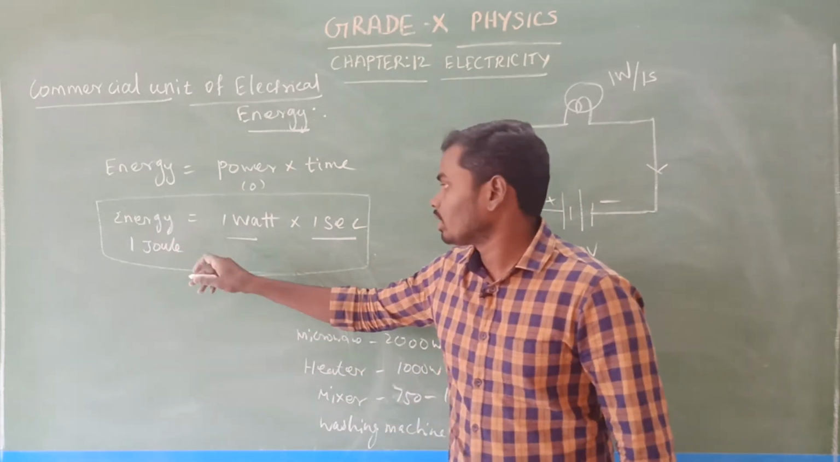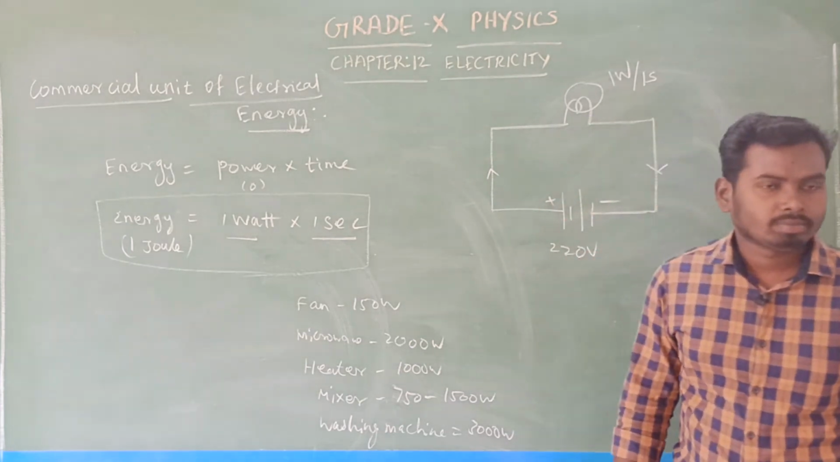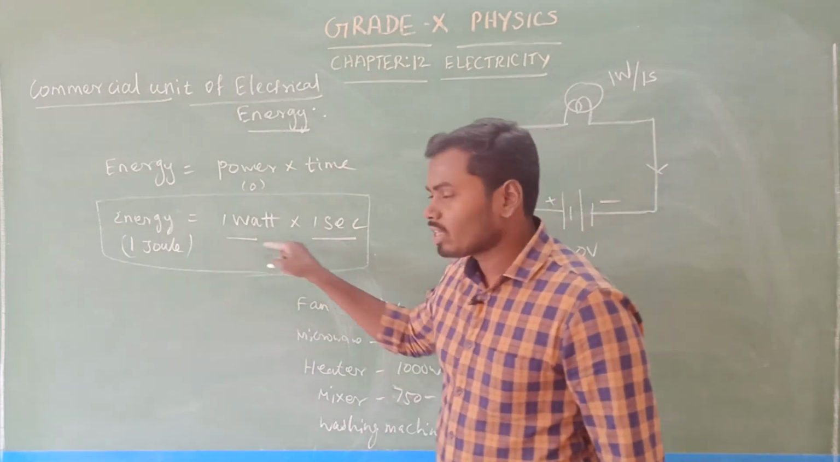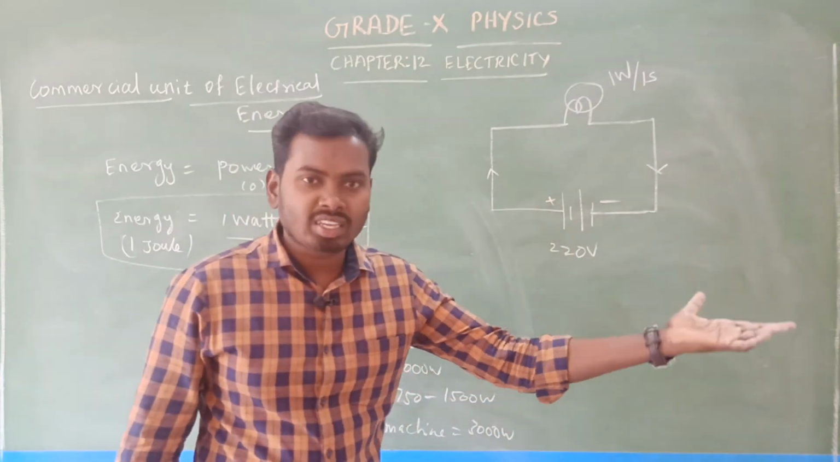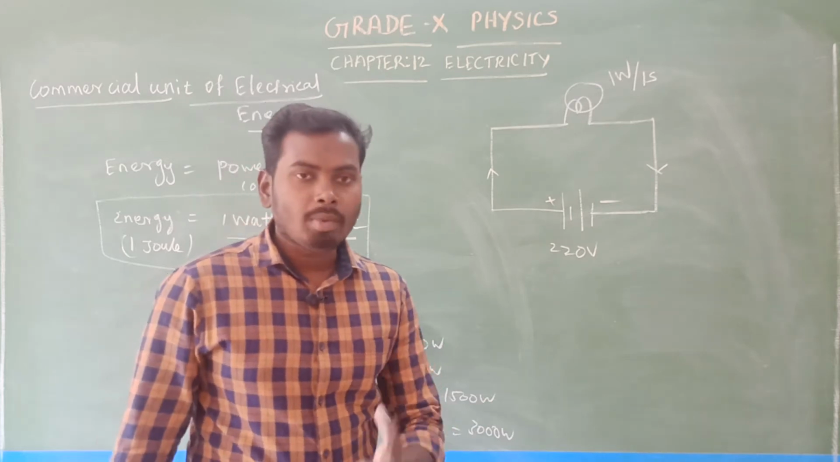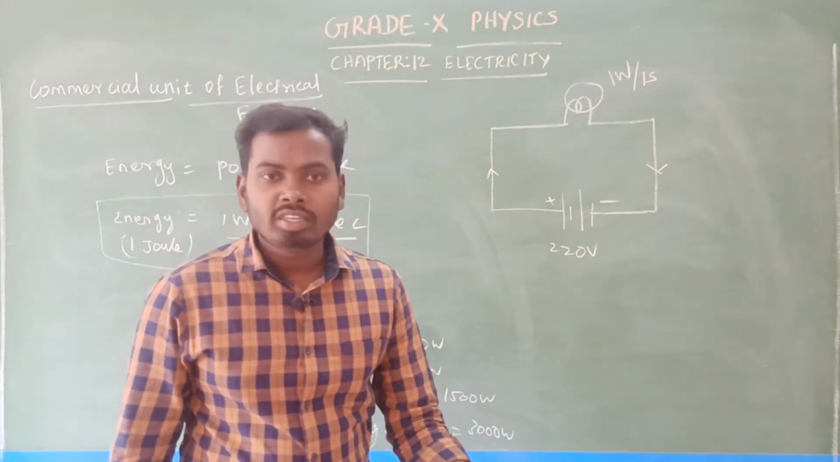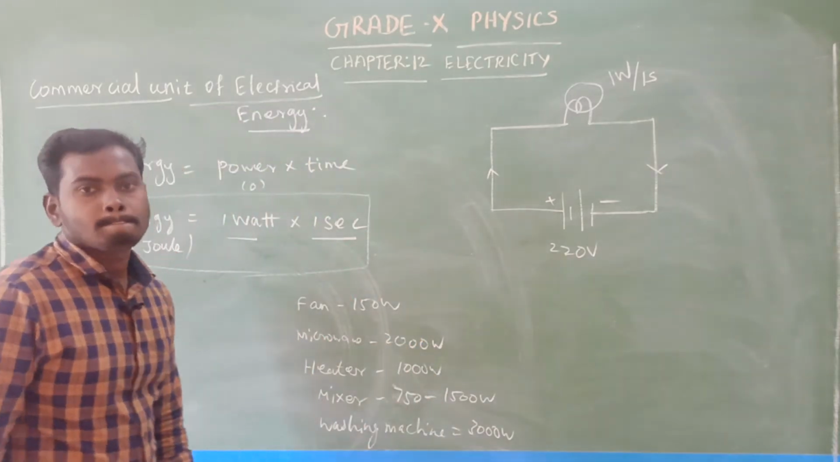So note this point here: 1 joule is a very small unit. That is the reason why it is inconvenient to measure electrical energy commercially. That is the reason why we need an alternative formula commercially to calculate the electrical energy. Is it clear? That's all, students.